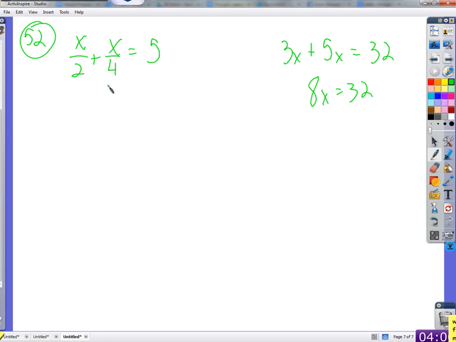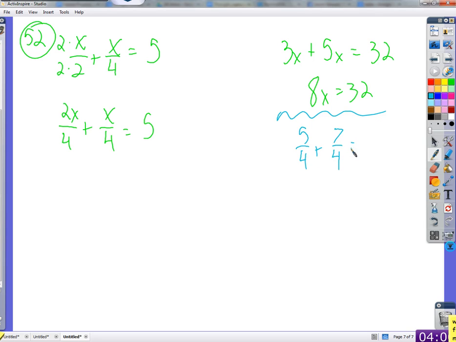Can you put these together the way they are right now? No. What do you need? Same denominator. What will the denominator be? 4. So this needs to be 4. This then needs to be multiplied by 2 as well. So we have 2x over 4 plus x over 4. Now hold on. Think about this. Here's another problem unrelated to this, just an example to help you understand this. So you had 5 fourths plus 7 fourths. Okay. What would you do? What would be the process to add those together?